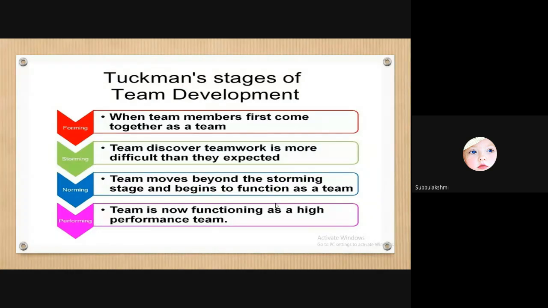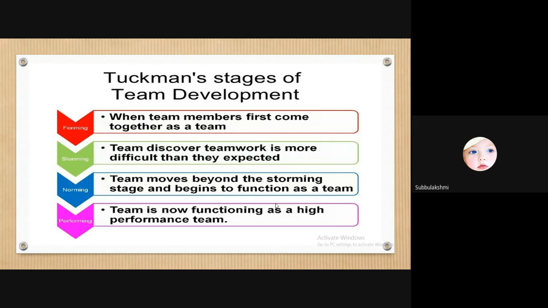Here, what we could see on the screen is Tuckman's stages of team development. He lists four stages: forming, storming, norming, and performing. Forming is how to form a team. Storming is like brainstorming: students should be trained to discover that teamwork is not a cakewalk. It is difficult, but it has its own merits.